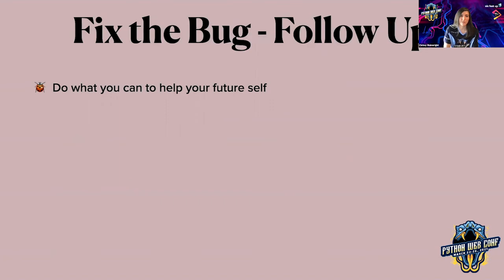And after you have fixed the bug, there's some follow-up that should go along with that as well. Do what you can to help your future self. So if there is an issue attached to this particular bug, a ticket or something, make sure that's updated, especially with information about how you fixed it. If you committed code, make sure that there's a link to that commit in the issue.